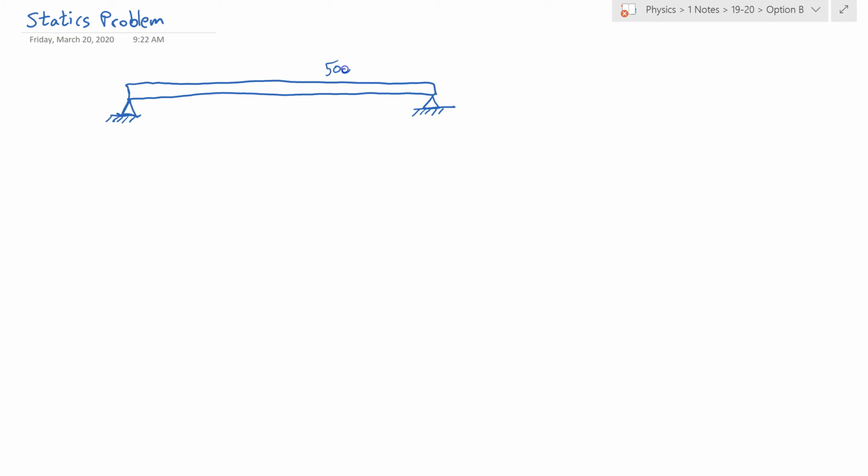Let's say the plank weighs 500 newtons, and there's a person standing on it, let's say 1 meter from this end, and let's say the whole thing is 5 meters long. So from the other end to the person, it's 4 meters.